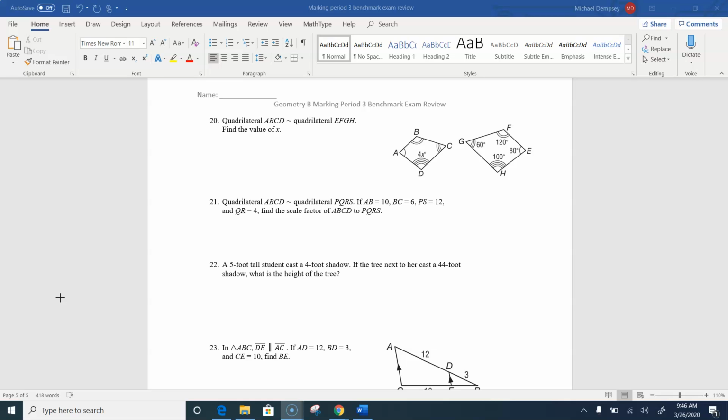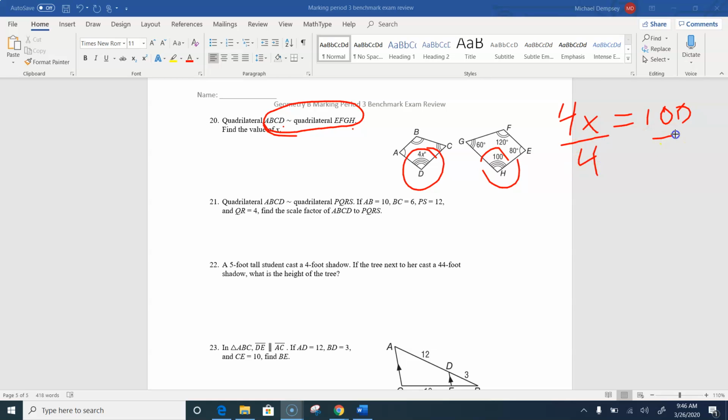So the first one here we have, find the value of x, and we have two similar quadrilaterals. They're laid out up here. Remember, the corresponding letters really matter, right? So when I see that D corresponds to H, but I can also see in the picture from the way that it's labeled that they both have the same number of tick marks on them. Both have 4 tick marks. So I can set up my equation right from there. 4x has to be equal to 100 degrees. So I divide both sides by 4, and x would equal 25. Okay.